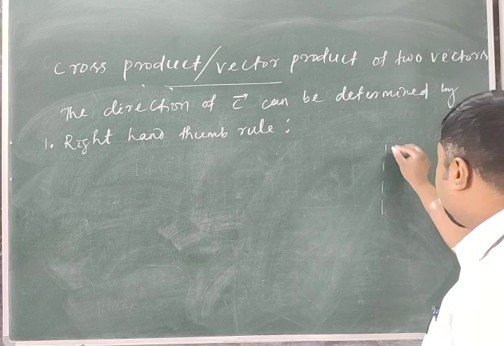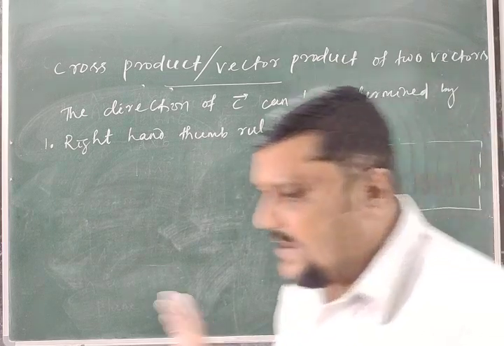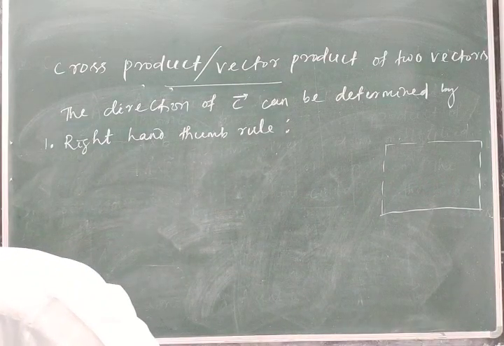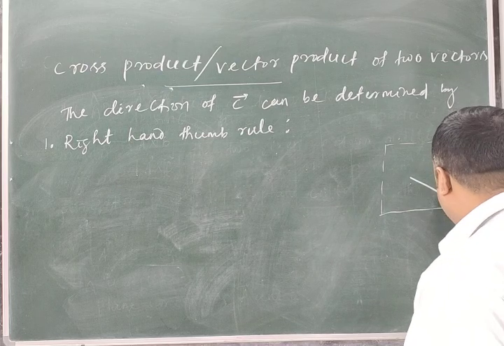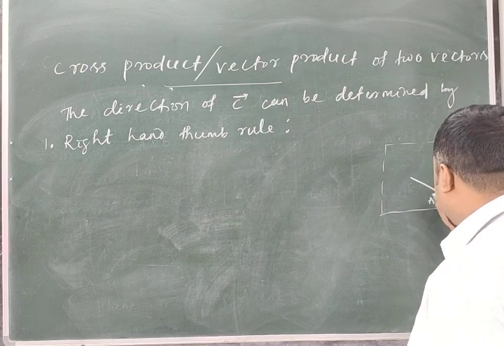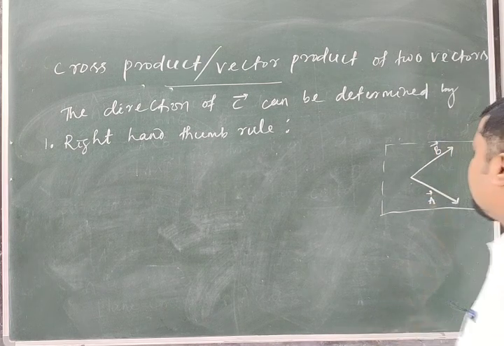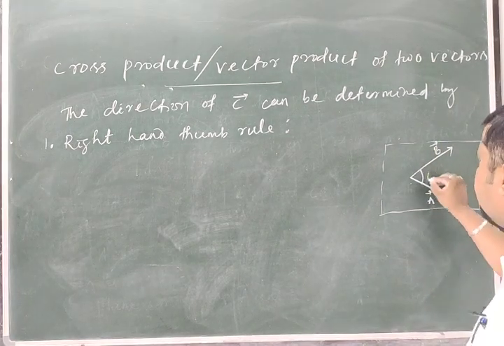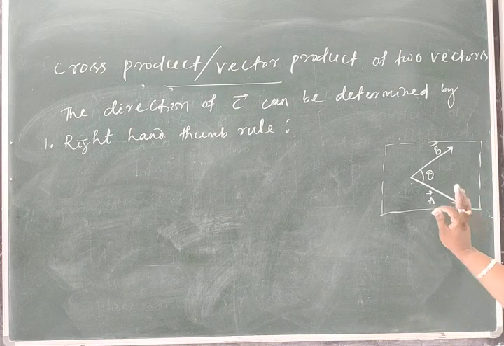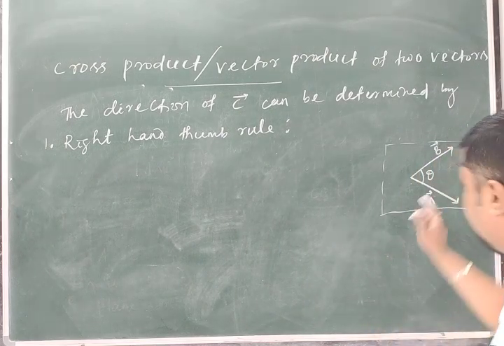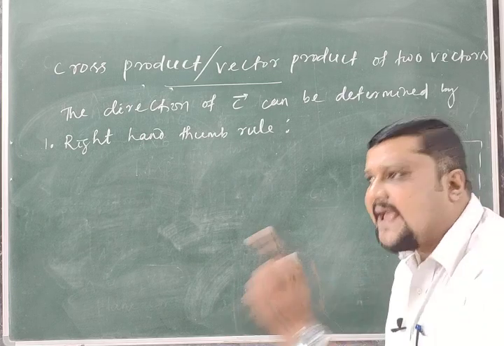Suppose this is a plane. On this plane, I have the two vectors A and B. A and B are the two vectors on this plane, and the smaller angle between them is theta. Now use the right hand thumb rule to know about C. So as you know, if you do A cross B, then it is equal to C, that is equal to AB sin theta n cap.